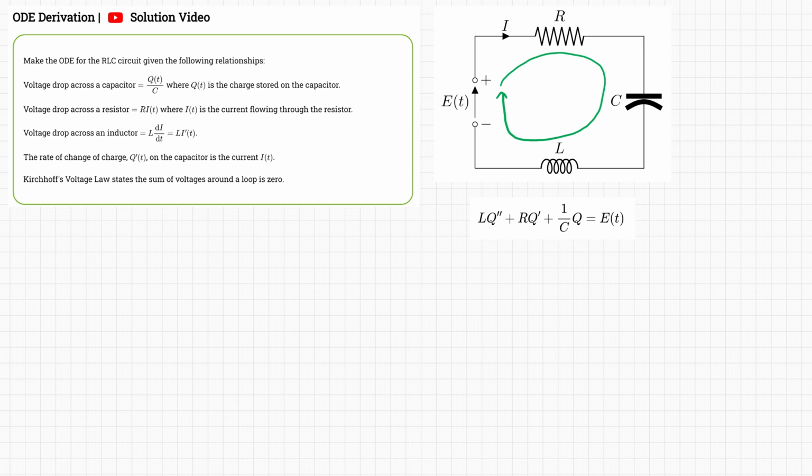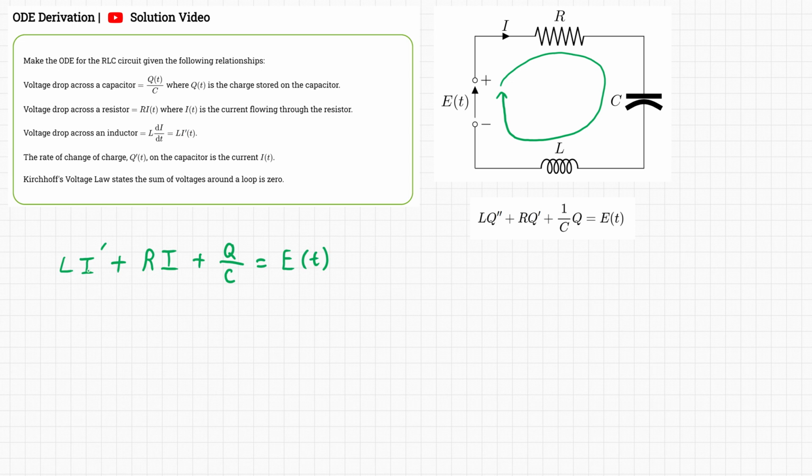But pretty much you have, let's see here, voltage drop across the inductor, so we have L times I prime. And we're going to have voltage drop across the resistor, R times I. And then we have voltage drop across the capacitor, so that's Q over C. That's all going to equal this driving force of the battery, for instance. That's E of T. Right?